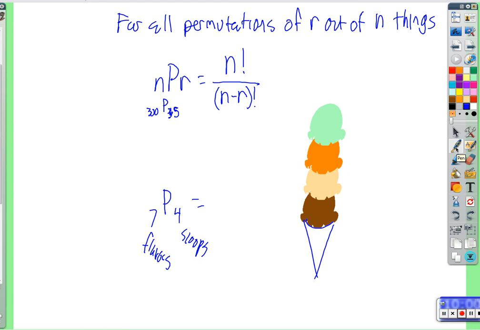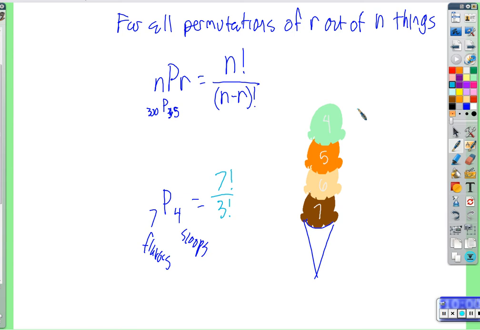Now, the truth about this is that there are three other flavors that aren't even pictured here. And we can look at it as, this is my first flavor, and it can be any of the seven, this could be any of the six remaining, five remaining, four remaining. Seven times six times five times four. It's a simple one. But we do want to get used to this formula, because when the numbers are unmanageable, we need a formula to do the heavy lifting. So the formula would look like seven factorial divided by 7 minus 4 factorial. And 7 minus 4 is 3.